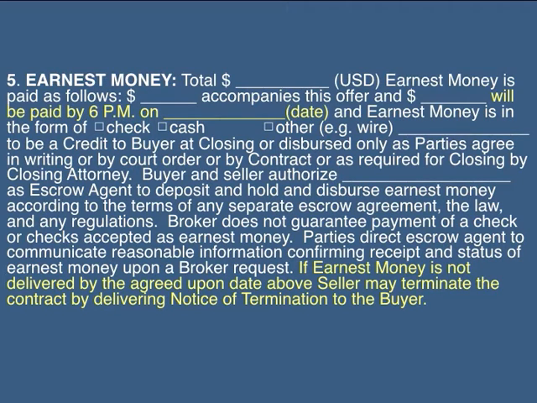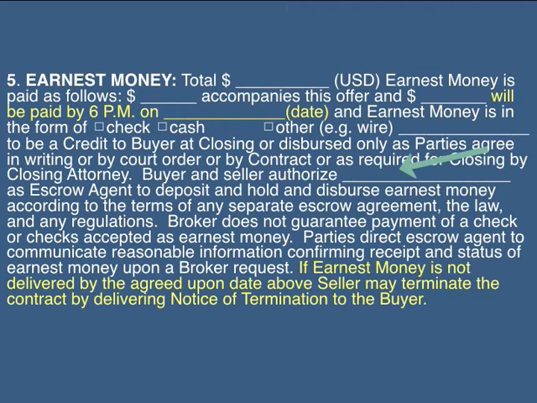Then we go on that it's going to be a credit to the buyer at closing, or disbursed only as parties agree in writing, or by court order, or by contract, or as required for closing by the closing attorney. This is the first time we're talking about the earnest money being disbursed only in certain ways. You have to have buyer and seller agree, stand at closing, or court order. Then buyer and seller authorize blank as escrow agent to deposit and hold and disburse earnest money according to the terms of any separate escrow agreement, the law, and regulations.